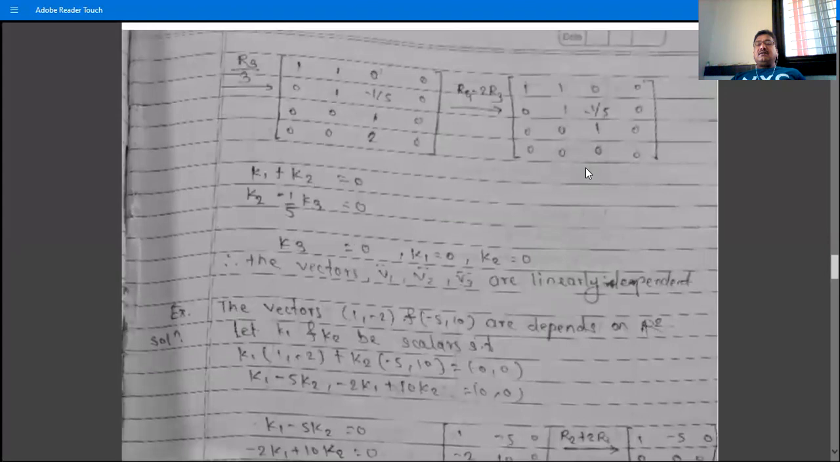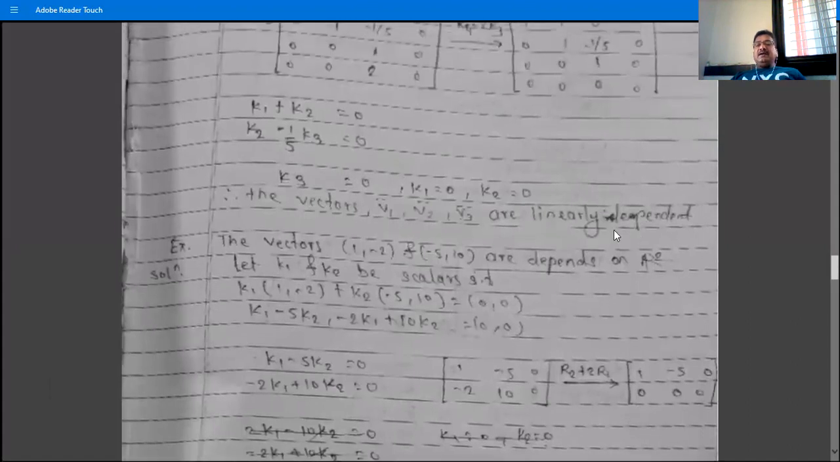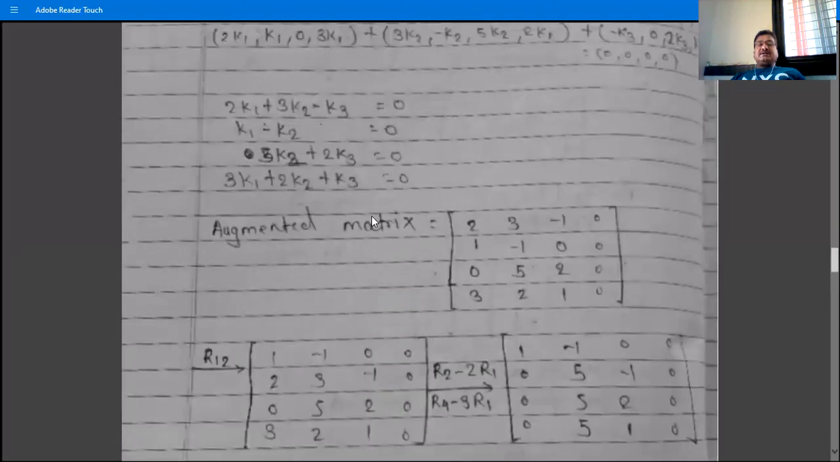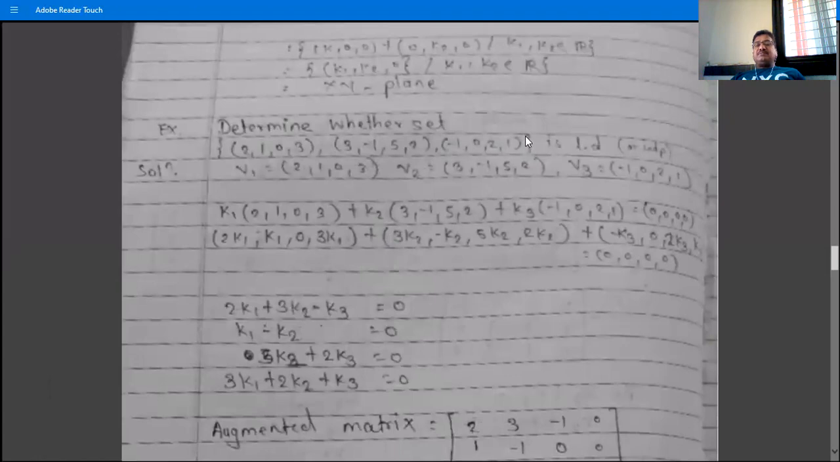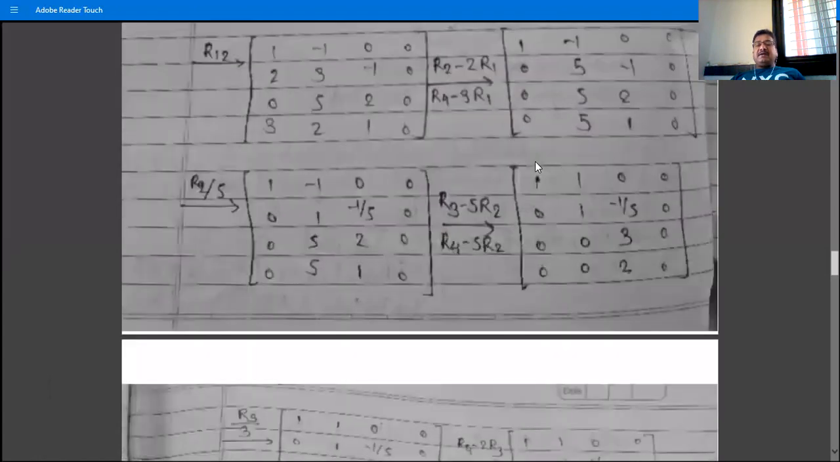And how can you find the solution? So rewrite the equations. K1 plus K2 is equal to 0, K2 minus 1 by 5 K3 is equal to 0, and the last equation, K3 is equal to 0. So K3 is equal to 0; substitute K3 equals 0 in the above equation. We have K2 is 0, and substituting K2 as 0, we have K1 is 0. So K1 is 0, K2 is 0, K3 is 0, and therefore the given three vectors V1, V2, V3 are linearly independent. Or we say the given set of three vectors is linearly independent.